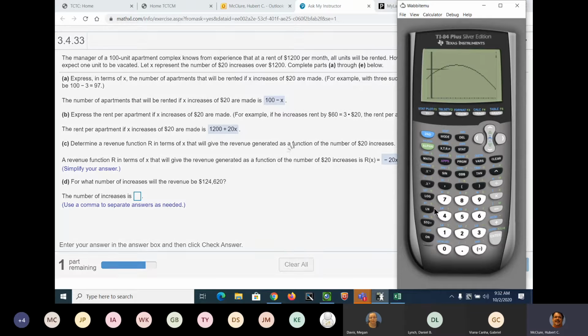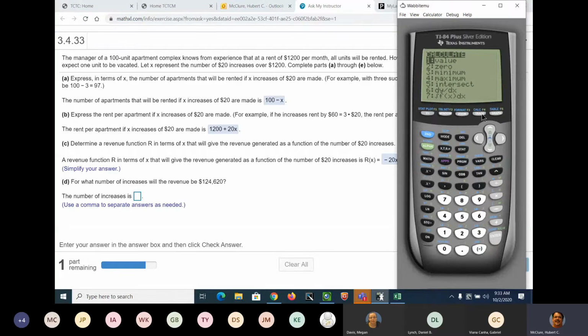And there's two values. So let's find the first one, second trace. And I'm just going to find intersect. First, second. Okay, give me a guess. Guess is right about there. So the first place that we get that is at 7. And 7, comma, 124,620. So 7 apartments.